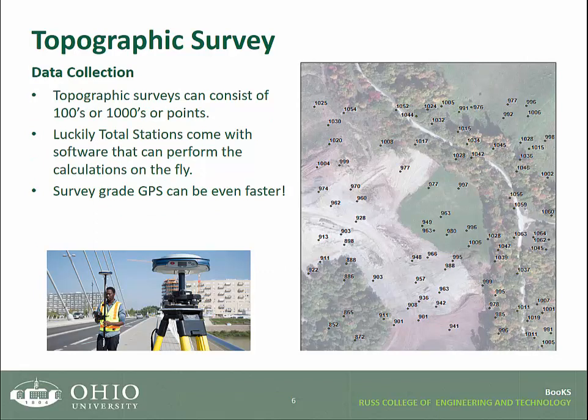To actually map the topographic relief of the land, thousands of points may be needed depending on the size of the area. Luckily, we live in an age of technology that simplifies this process. Total stations can perform these calculations on the fly, and survey GPS can take points with the click of a button.